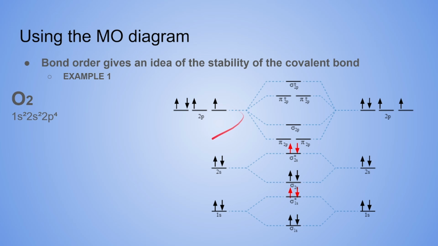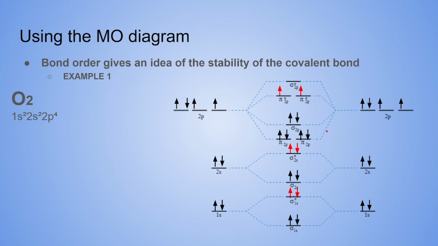Perfect. And now this one, we're going to go through again. We're going to go sigma first, and then we're going to go into our pi bonds. And then let's see, we have 1, 2, 3, 4, 5, 6. And over here we have 4, and over here we have 4. So we have 2 more. So those are going to go into our anti-bonding orbitals.